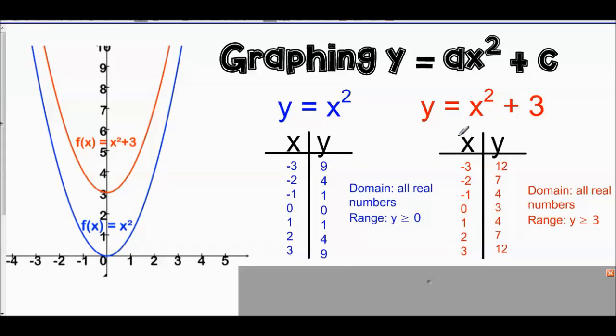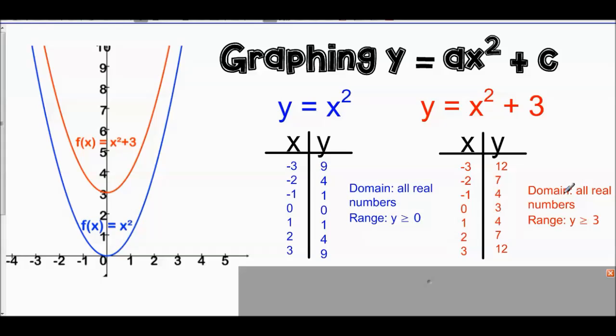In red, we have a c term of plus 3. So negative 3 squared is 9, plus 3 is 12. Negative 2 squared is 4, plus 3 is 7. Negative 1 squared is 1, plus 3 is 4. 0 squared is 0, plus 3 is 3. Then it bounces back up. So it's the same values as over here, but we're adding 3 each time.